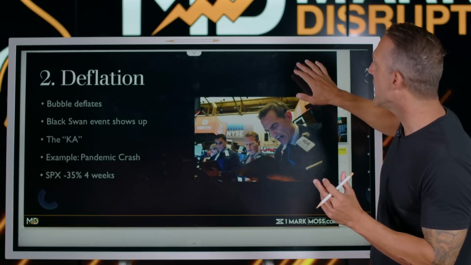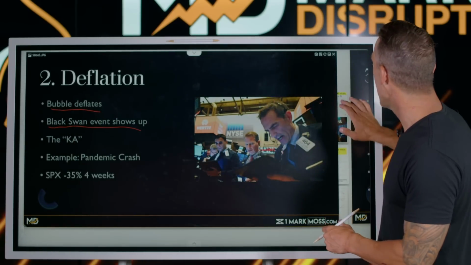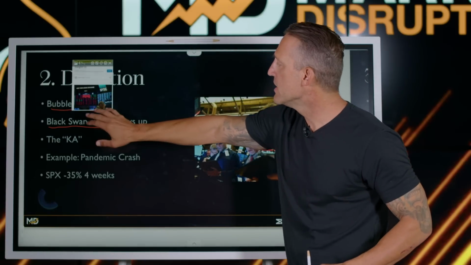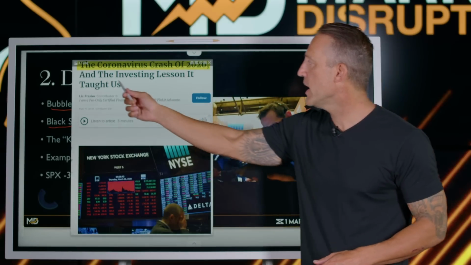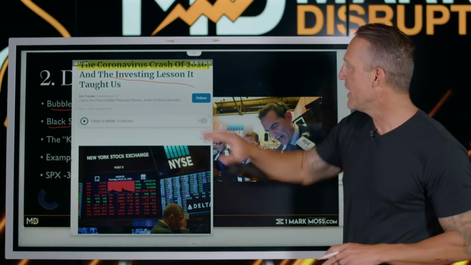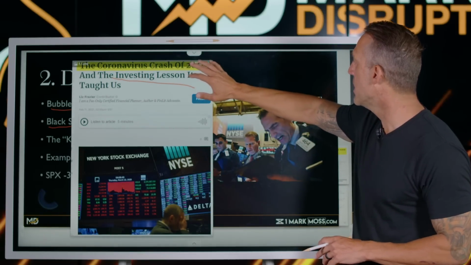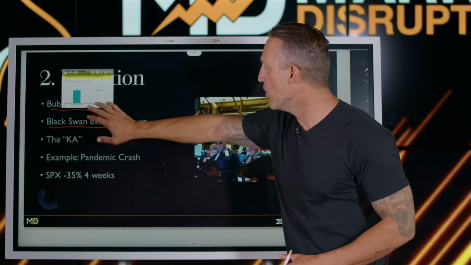It was already deflating. The bubble was already deflating. Then the black swan event showed up. The black swan event doesn't need a lot of explaining. Of course, we can see here the coronavirus crash of 2020 and the investing lessons it taught us. So when it was already deflating, we had that black swan event come up, which of course put the whole world into a tailspin lockdown. And we're dealing with that now.